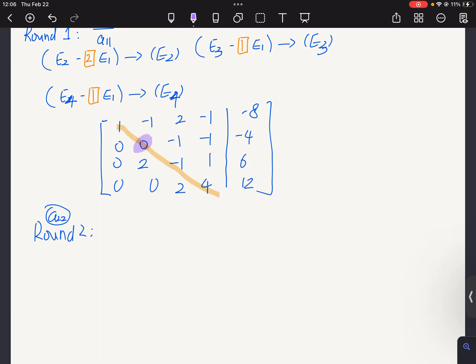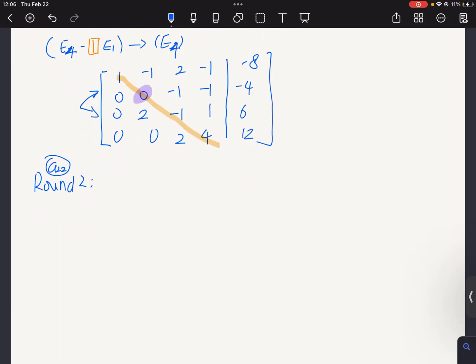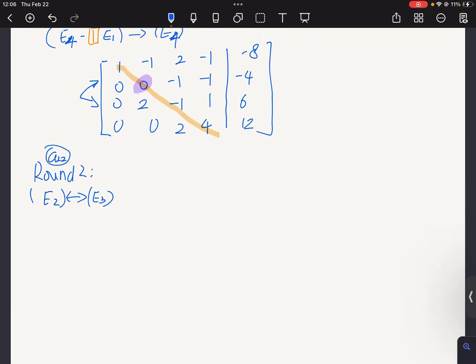And what is the first non-zero element? That is a 2, right? It's in row 3. So in this round 2, we are going to first exchange row 2 and row 3. And this is the first step in the calculations. I'm going to exchange row 2 and row 3. The exchange sign is this one, the double-sided arrow.